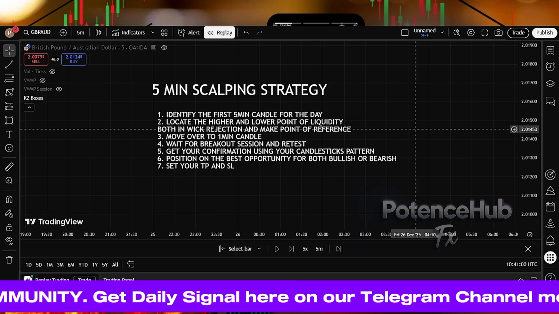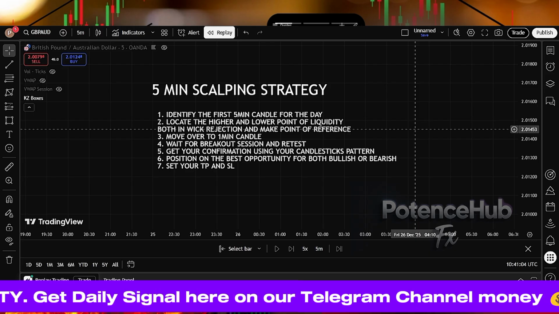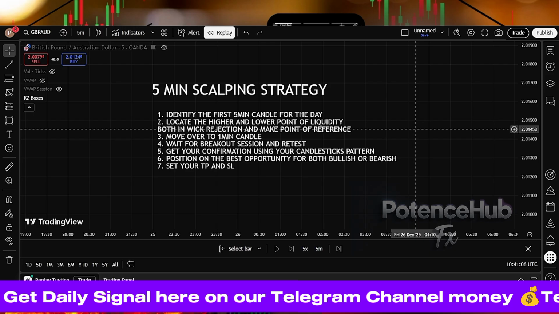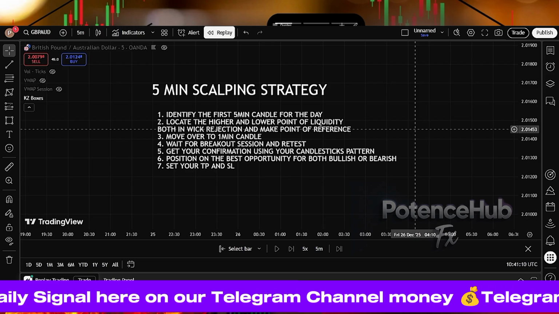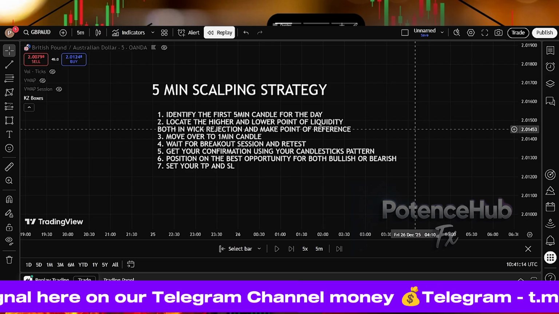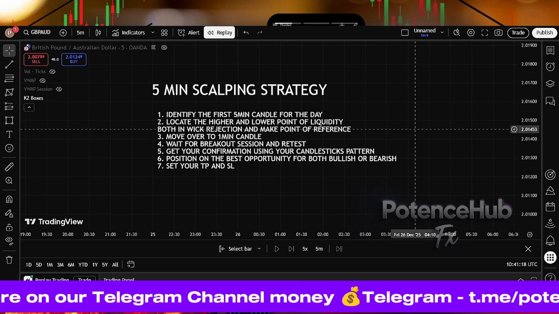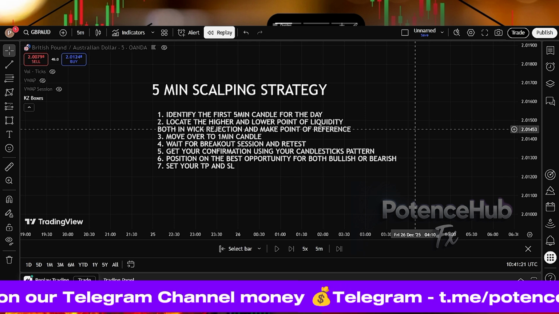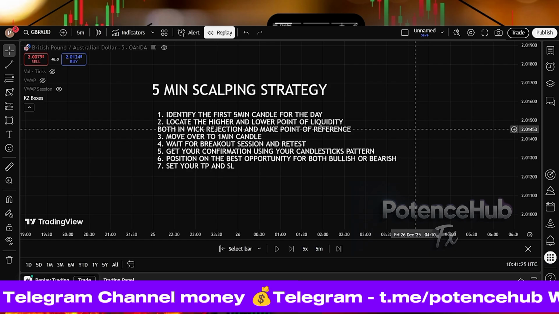Then once we're through with that, we'll locate the higher and the lower point of liquidity of that particular candlestick. Once we locate the higher and the lower point of liquidity, and also the weak rejection inclusive of that candlestick, then that will serve as a reference for us to continue with our next move. Are we together now?